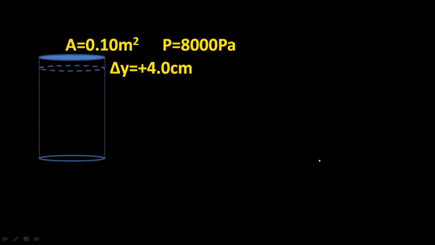Pretty straightforward. So let's suppose we have a cylinder here. The area of the lid, that is of the piston, we'll say is 0.10 meters squared. The pressure of the gas is 8,000 pascals. And we're going to have the volume change by having the gas expand like that. Okay, so delta Y is positive 4 centimeters.